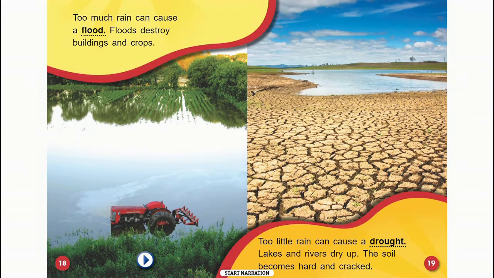Too little rain can cause a drought, like in deserts. Lakes and rivers dry up, the soil becomes hard and cracked, and it's hard for plants to grow. And we need plants to help feed us, and so do animals. So droughts can be tricky too.